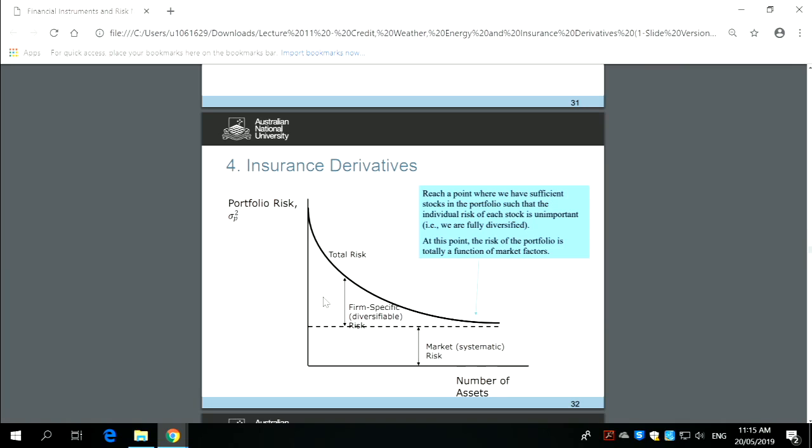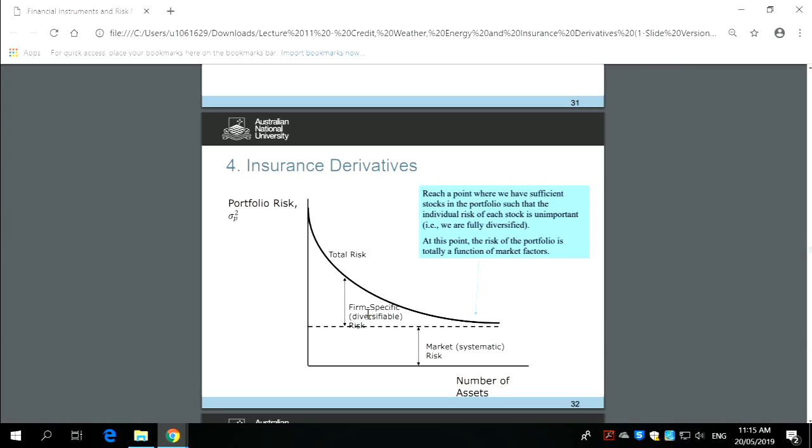So why can putting more and more assets in your portfolio reduce the total risk? Because with risky assets that have different return correlations, the good events and the bad events on average cancel out. That's why you can reduce the firm-specific or asset-specific risk. Those are called diversifiable risk.